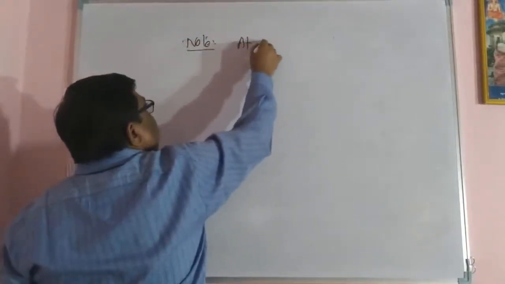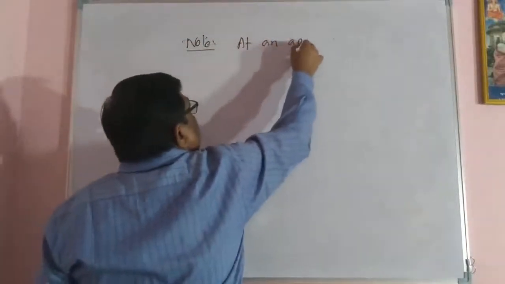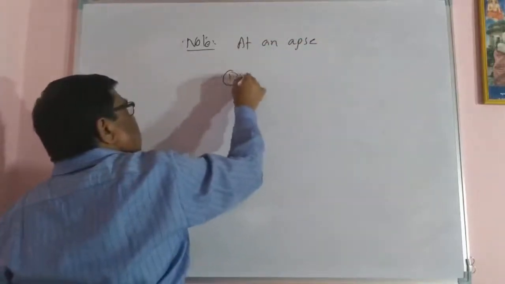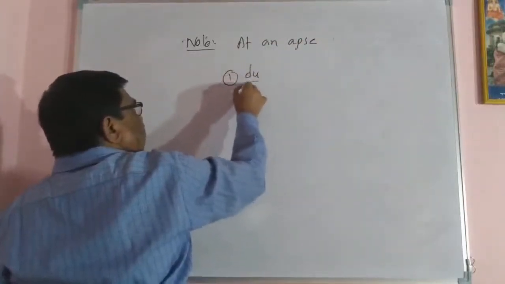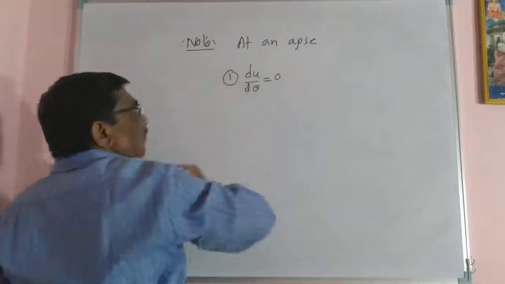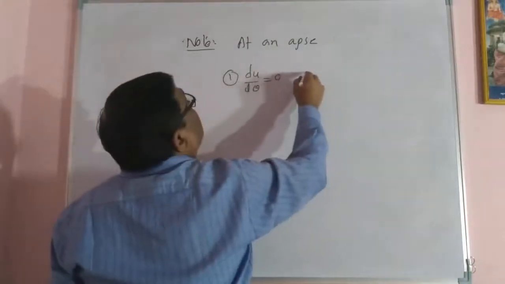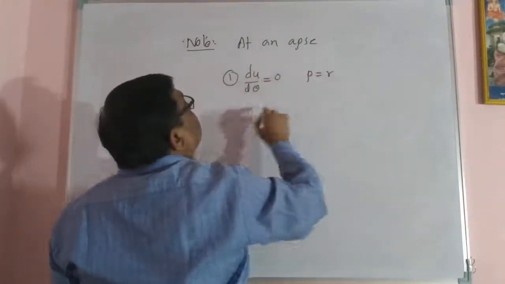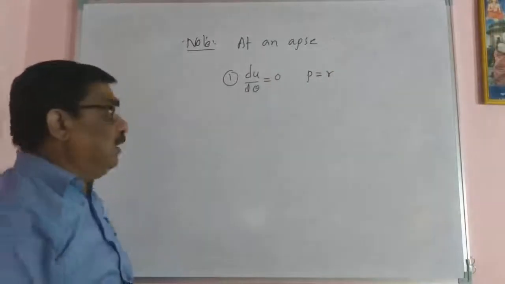At an apse, the first condition is du by d theta is 0 and p equal to r. This is the first condition, you have to remember.